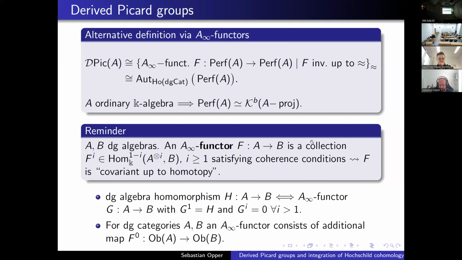So yeah, maybe the takeaway from the slide is, okay, derived Picard group: A infinity functors on perfect complexes up to some equivalence relation. This is maybe enough to remember. And then A infinity functors, these are just collections of certain multilinear functions.